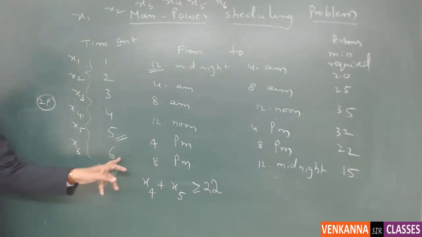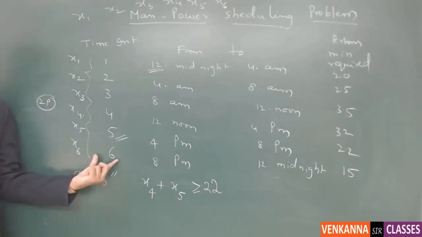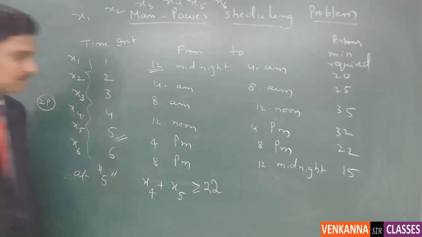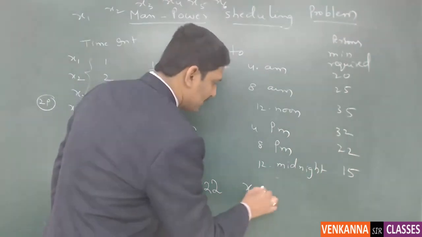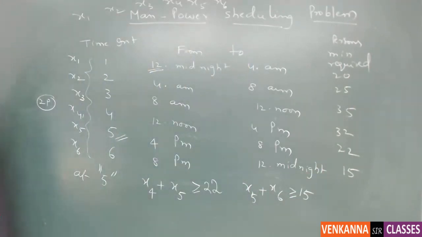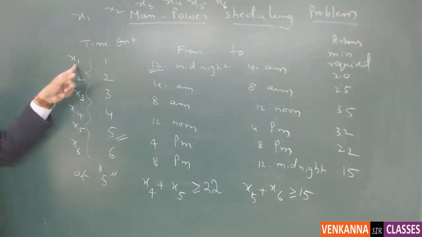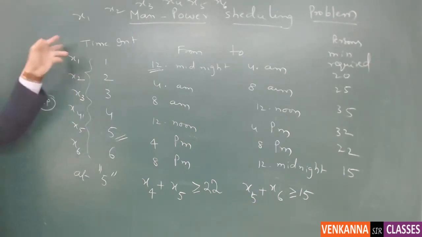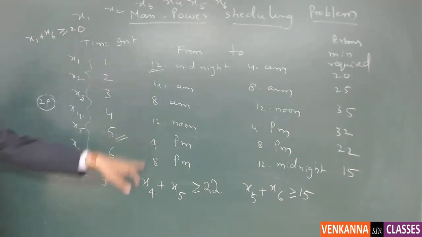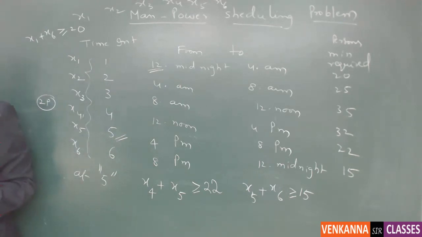Similarly, if you take the sixth interval, what are the persons decision variables working? X6 and X5. So X5 plus X6 is greater than or equal to 15. If you take the first one, X1 persons are working and X6 continue to work here. So X1 plus X6 is greater than or equal to 20. So like this we are framing the constraints. Accepted all? Say yes or no.